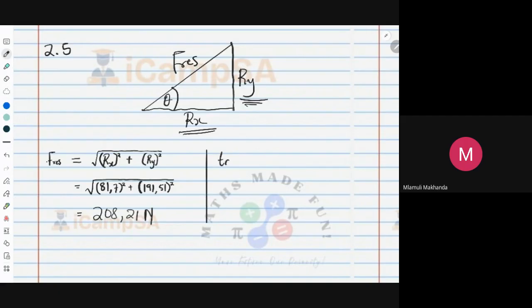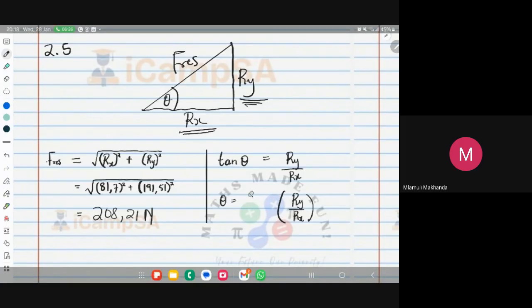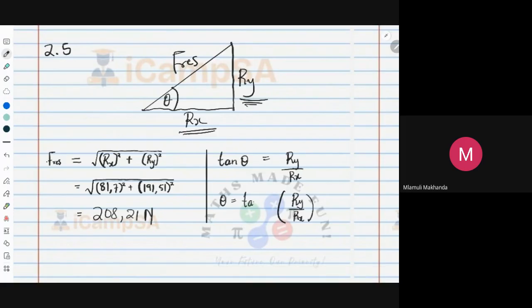You'll say tan theta is simply Ry over Rx. That's the direction. And then you know that theta is simply tan inverse of Ry over Rx. Not tan, I mean arctan or inverse tangent. Arctan. If you continue with maths, you will notice that you will stop writing it like this and start writing it like that.